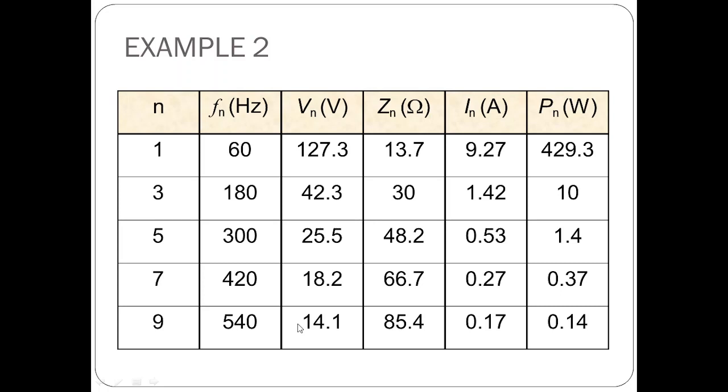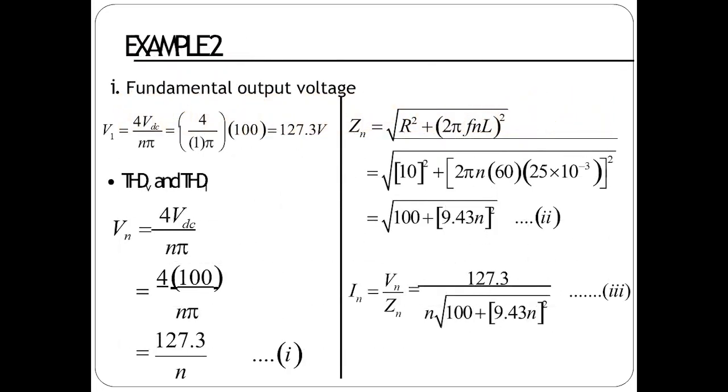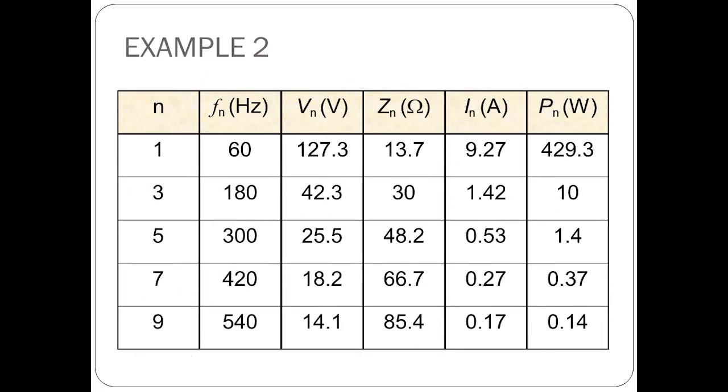Like that, the Vn voltage is calculated, and therefore Zn is also calculated by the formula, and these formulas are mentioned here. Zn is equal to the square root of R square plus (2 pi FnL) whole square, and the complete thing is under the square root. Now after Zn is calculated, using the Zn formula and writing the values depending on the value of n, we also find out the In value.